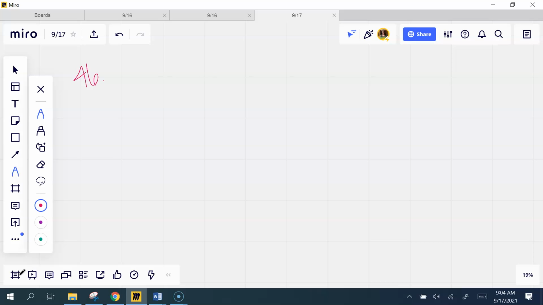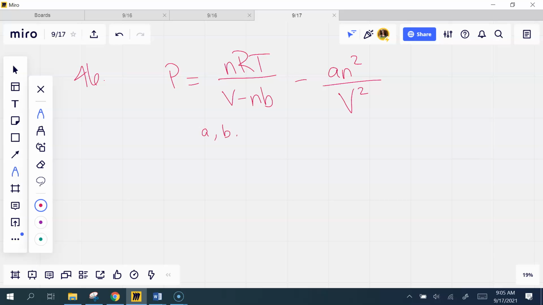Number 46. If gas in a cylinder is maintained at a constant temperature T, the pressure P is related to the volume V by a formula of the form P equals nRT over V minus nb, minus a n squared over V squared. And the key at the bottom says a, b, n, and R are constants. And then you have this nice little drawing down there that I'm not going to try to draw for you. That's why I told you to look.